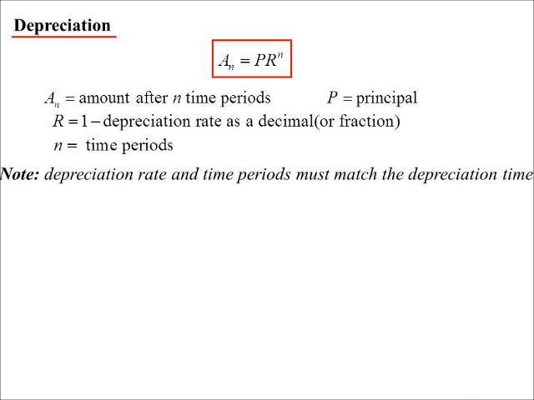Depreciation then, it's basically the same thing. It's exactly the same formula, but now for interest rate, instead of saying plus the interest rate, we're saying minus the depreciation rate. And so it'd be 1 minus the depreciation, because we're getting smaller and smaller. So the percentage would be less than 100% each time we apply it. So other than that, it's exactly the same. Depreciation rate, time periods has got to match it.